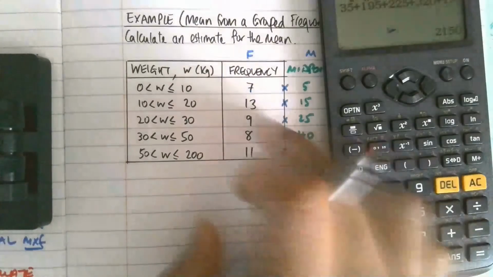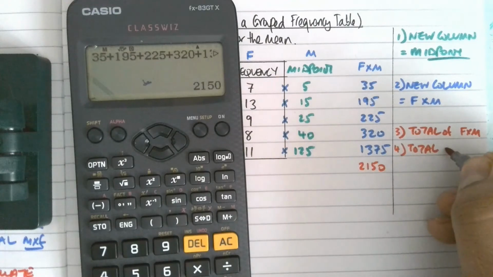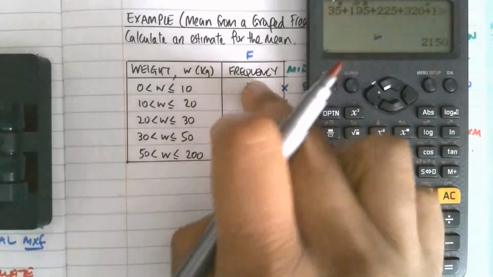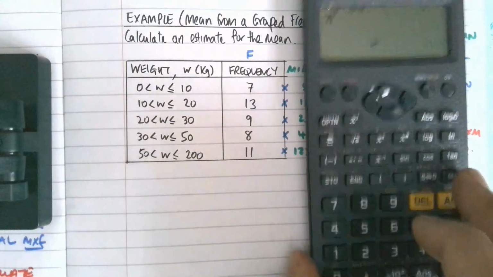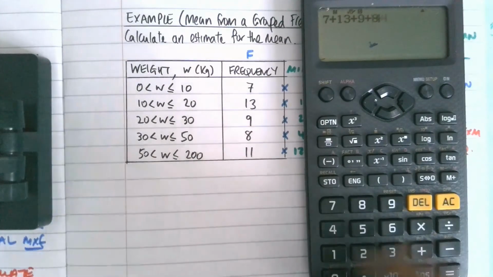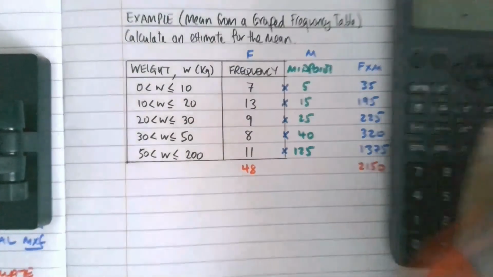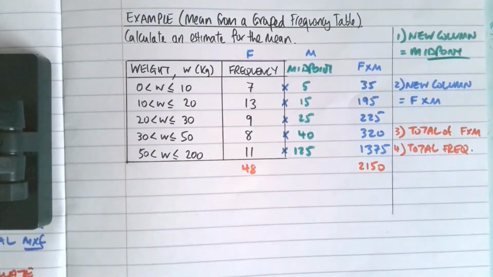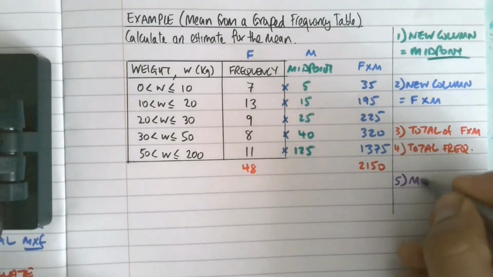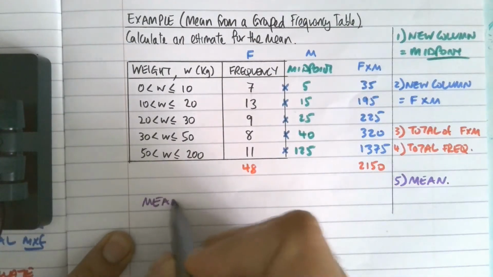And there are, we also need to know the number of stones, the number of rocks in our data. And we're going to find that out by adding up all the frequencies. So 7 plus 13 plus 9 plus 8 plus 11, which is 48. And then to find the average mean, we have to divide the total weight of all the stones, which is 2,150, by the number of rocks, the number of stones in our data.